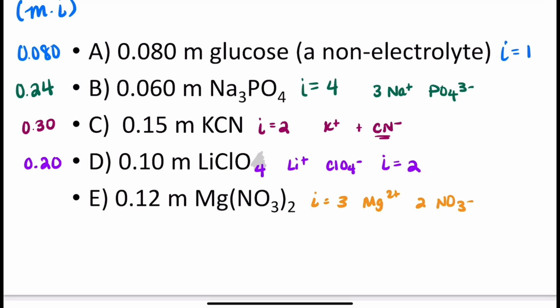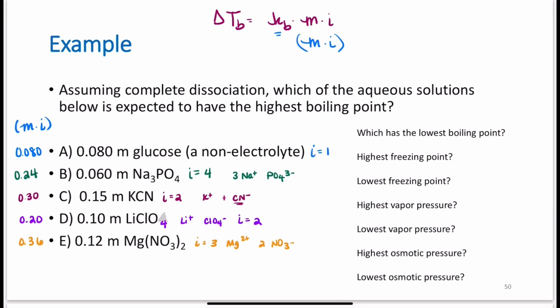So 3 times 0.12 gives me 0.36, okay? So I want to know which one will have the highest boiling point. Remember, it's boiling point elevation, which means the greater the deviation, the greater the value that's added. These are all aqueous, which means it's all added to 100 degrees C, okay? Whichever one's being added that's biggest is going to cause the highest boiling point. So this value is the highest. This is going to cause the highest boiling point.